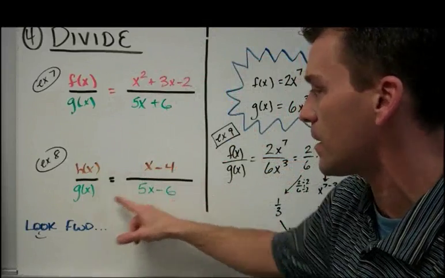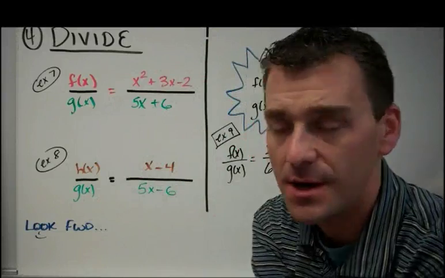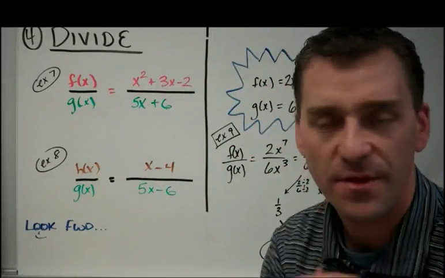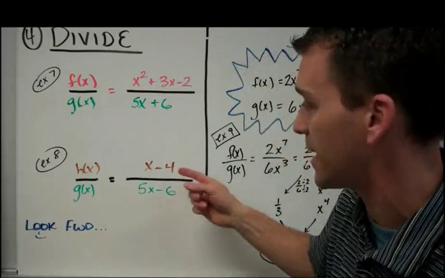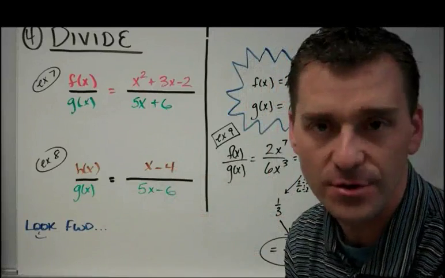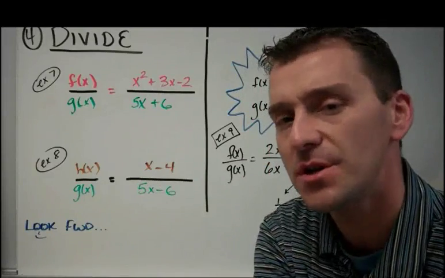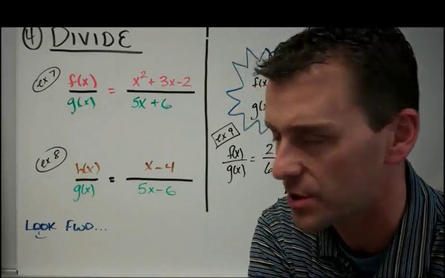Down here, h of x is x minus 4, g of x is this, and that really would be your final answer. There's nothing else you can do. You can't factor anything. There's no factors there, so you cannot take the 4 and the 6 and simplify or reduce it, and you can't take the x and the 5x. Can't. But I am going to show an example where you can do some simplification.